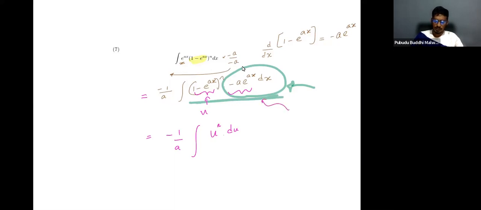We can express this using that form like this, times the derivative of the inner function, then dx. So that form is quite important, right? So basically, this is the inner function. So you can apply this idea.